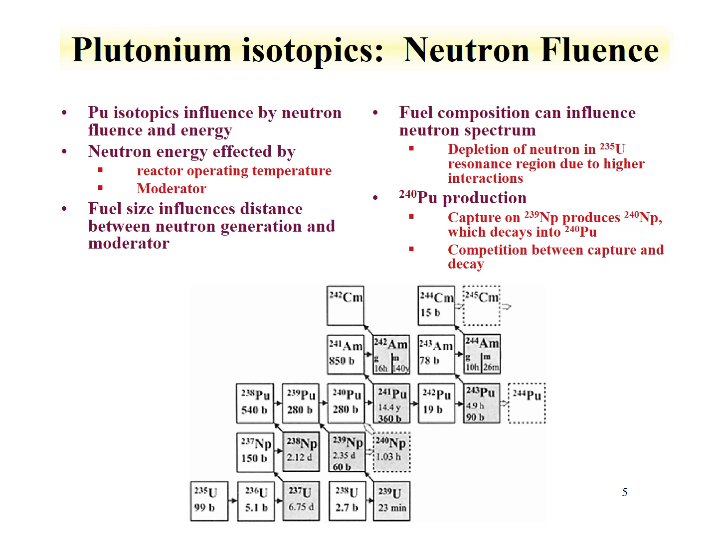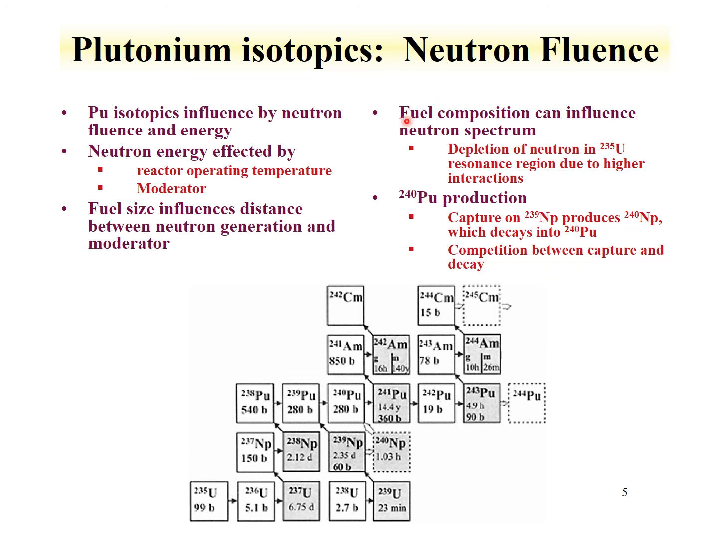The fuel size also influences the distance between the neutron generation and the moderator and can impart signatures into the plutonium isotopics. The fuel itself can influence the neutron spectrum. For instance, fuel that's high in uranium-235 will have a depletion of neutrons in the resonance region, since those neutron energies will be captured by the uranium-235 either for fission or for capture, depending upon what reaction.